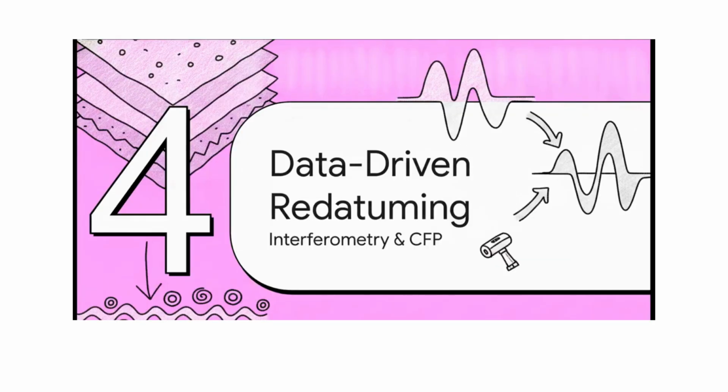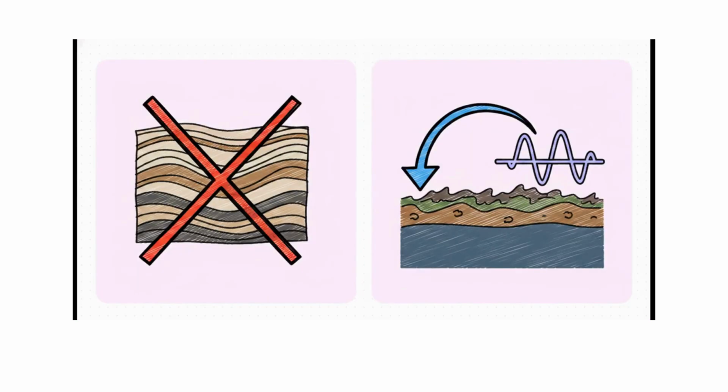Moving to Section 4, Data-Driven Interferometric Redatuming. So the crucial point here is this. Model-based dynamic corrections are fantastic. But what if your near-surface model is just wrong? Getting a highly accurate velocity model for the top 500 meters is notoriously incredibly difficult.